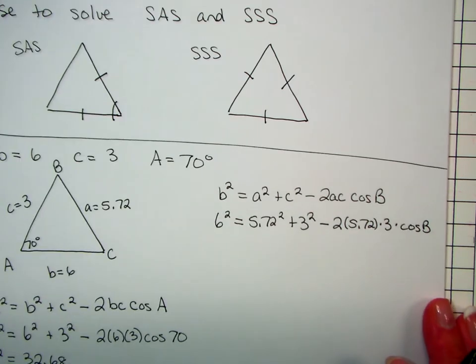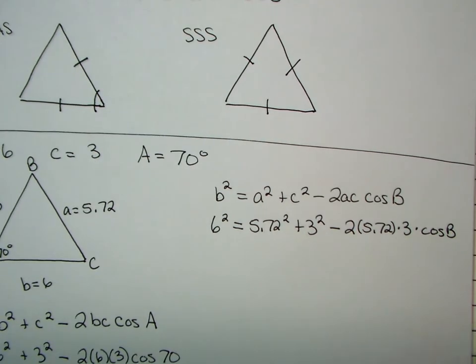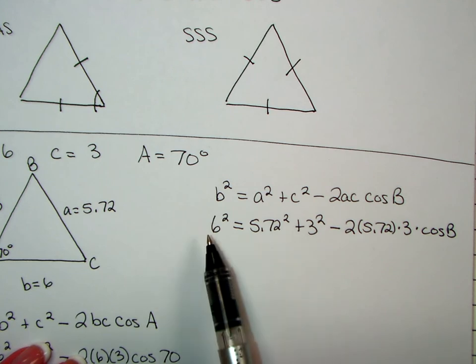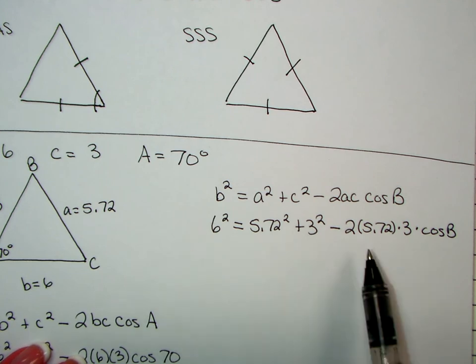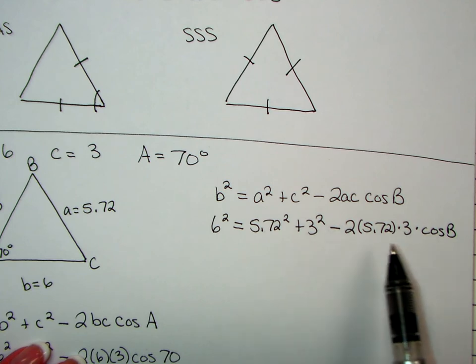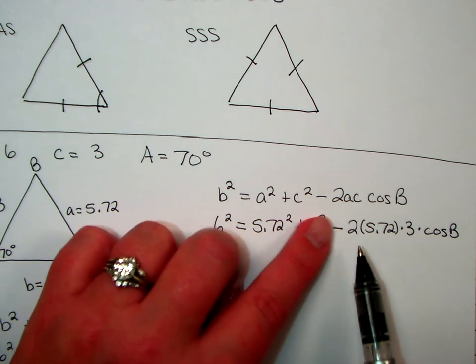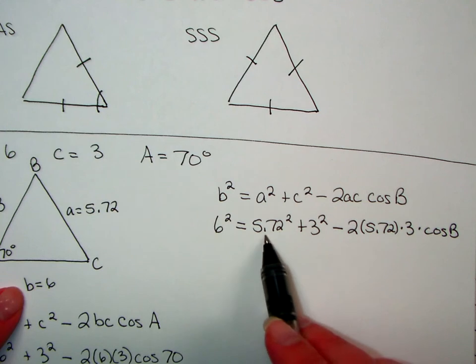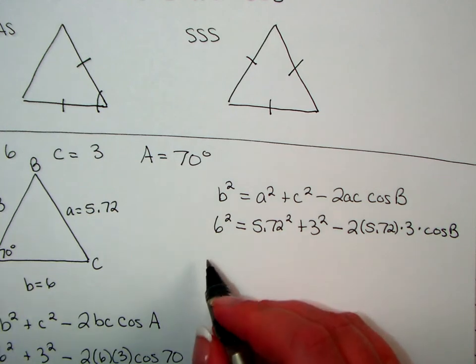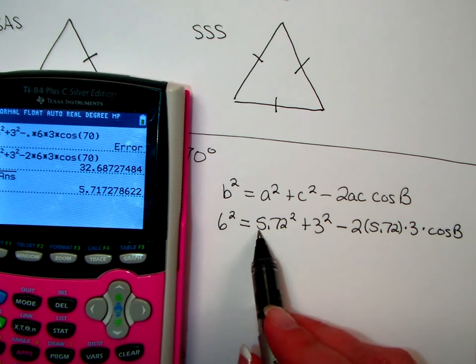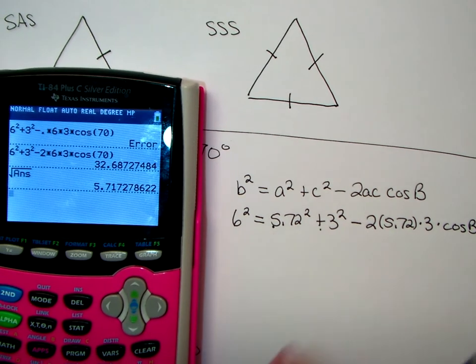Now be very, very careful here. We need to solve this for cosine B. So what we need to do first, okay, move the 5.72 squared over, move the 3 squared over. But this minus 2 times 5.72 times 3 times cosine, that needs to stick together, right? And the way we undo this multiplication times cosine is division, right? So over here, I'm going to move these 2 first. I'm just going to plug it into the calculator. Okay, 6 squared minus 5.72 squared minus 3 squared.